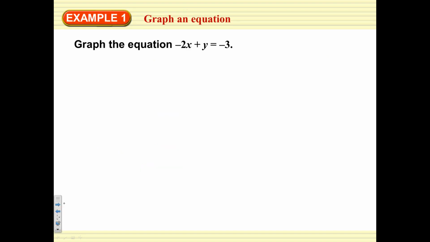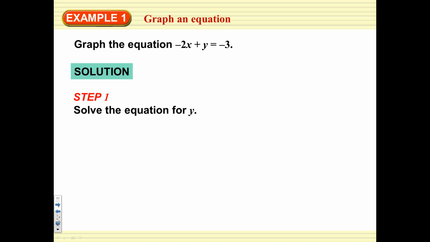And that's why we practice that, because to graph the equation negative 2x plus y equals negative 3, it's just like what we did yesterday in 3-1, or 2 days ago in 3-1. However, in 3-1, the equation was already solved for y. We had a function already, y equals something, and that way we could make that table of values. So the first step we're going to do is solve the equation for y.